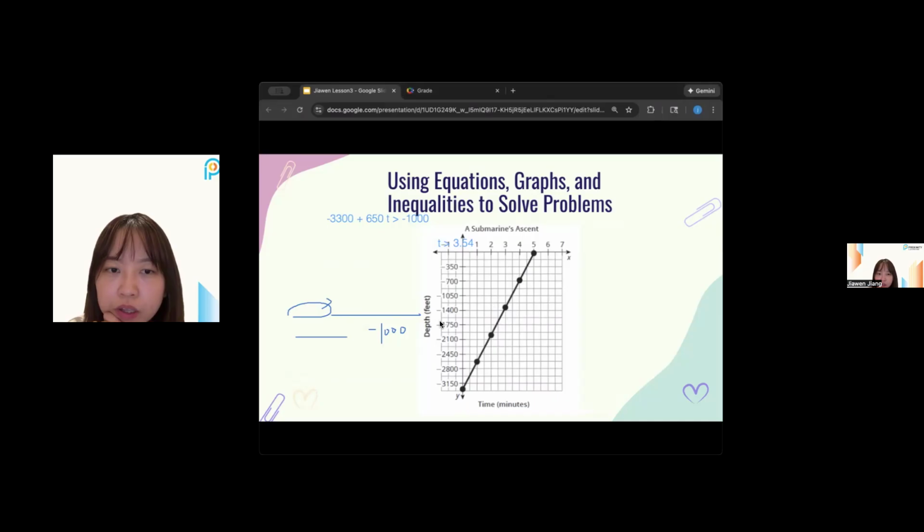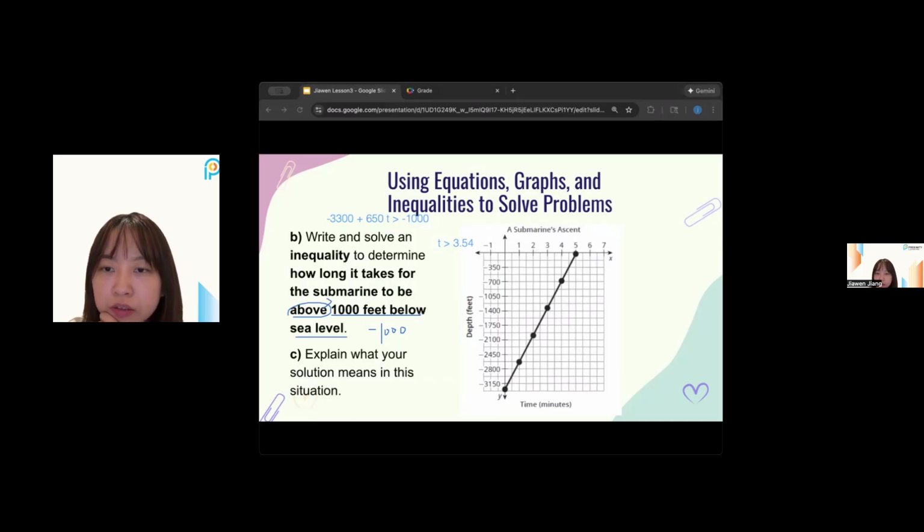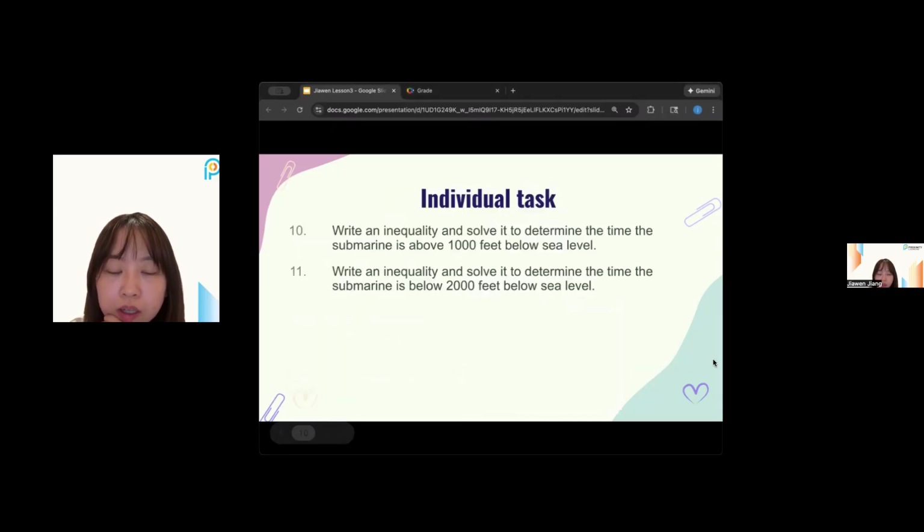So I want to mention that. We first understand this situation, then we write an equation, and we can use the tables and the graphs to help us make more sense of it. And finally use the inequalities to answer the question. Okay? Okay, so let's move on. Right now it's your task, okay? It's an individual task.